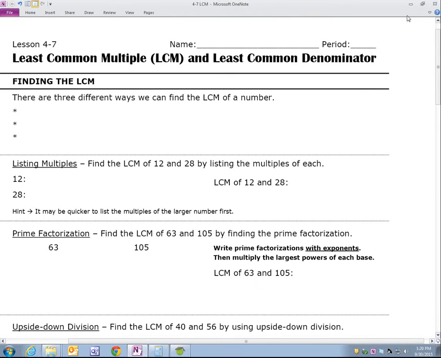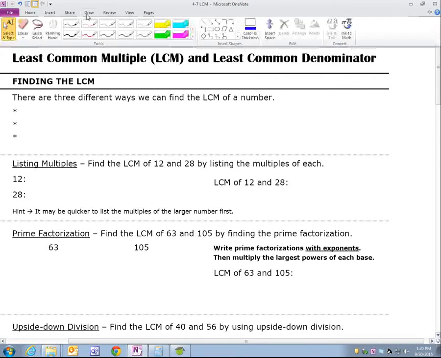So, here's a continuation of what we've been working on, Chapter 4. Glad I got your attention. This is a continuation of the greatest common factor yesterday. Now we're doing the least common multiple.